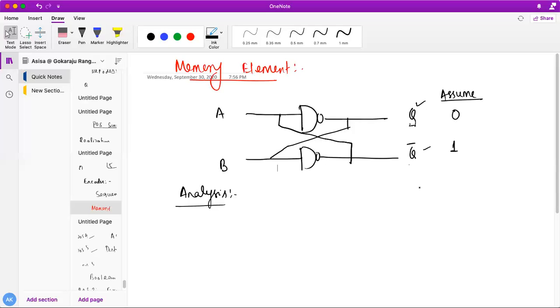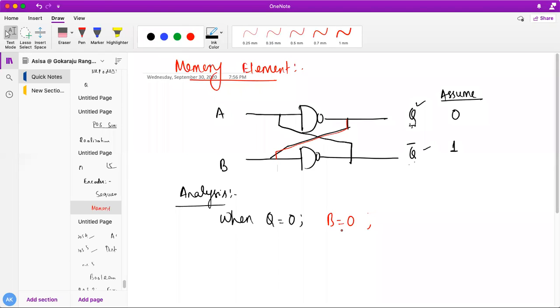Now you see how to analyze it. How can you tell that a binary digit is retained in this particular circuit? I'm slowly going toward the sequential logic circuit, students. We have assumed that Q is 0 and Q bar is 1. If Q is 0, Q is connected to B. So if Q is 0, my B is also 0. Can I say like this?